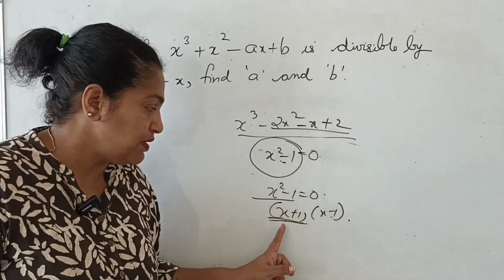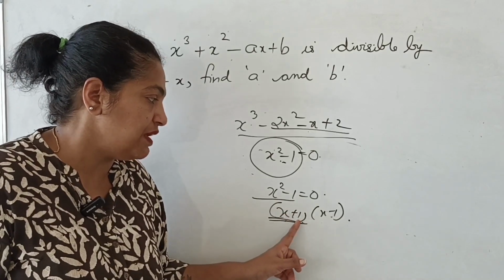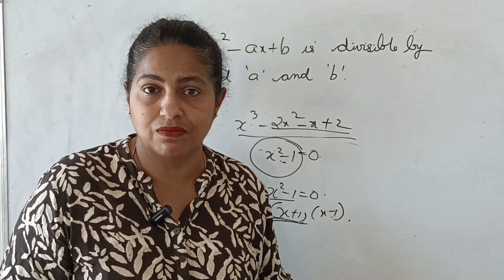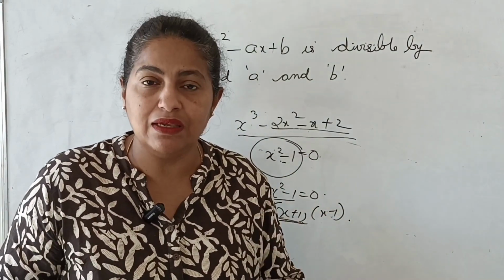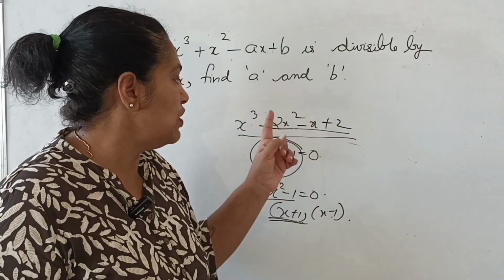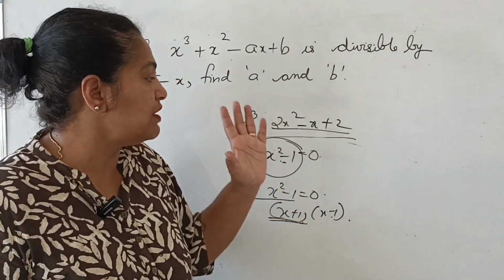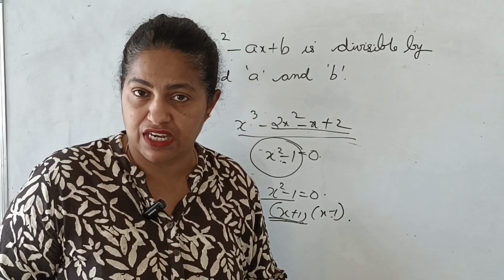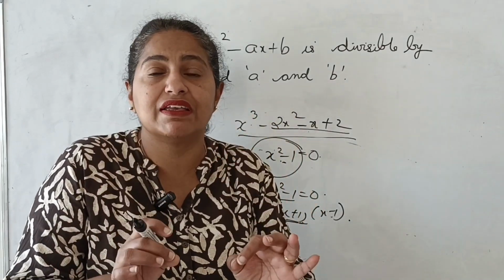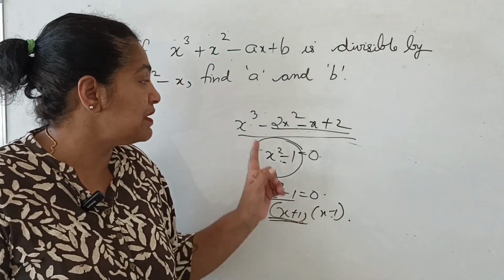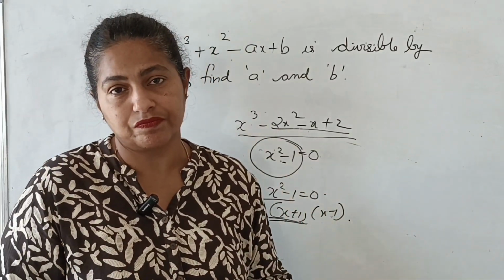So when I am substituting the value of x is equal to minus 1 or x is equal to plus 1 over here, I should be getting a 0. That is what we basically mean when we say that a cubic polynomial is divisible by a quadratic polynomial, or a biquadratic is divisible by a quadratic polynomial. We split the divisor into linear factors in order to find the number that I can substitute over here.